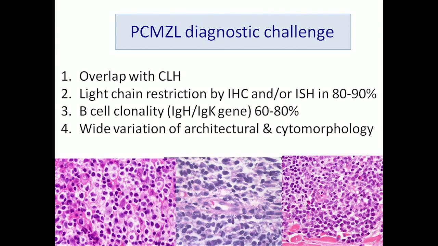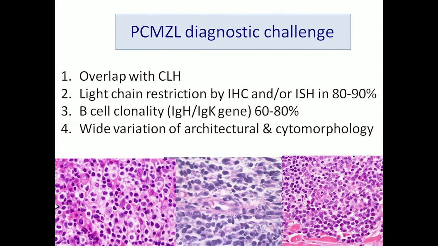So diagnosis challenge, as we mentioned, they overlap with cutaneous lymphoid hyperplasia. On top of it, light chain restriction by in situ hybridization or immunohistochemistry is not always there. Clonality of the IgH gene or IgK gene is not as sensitive as the gamma TCR or beta TCR. And also we have a wide variation in the architectural and cytomorphology of those lymphomas.